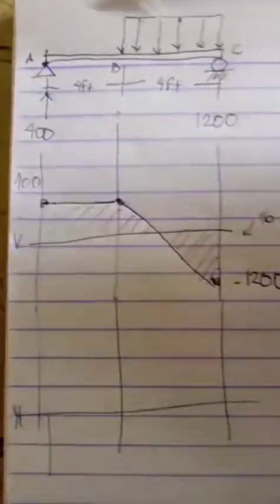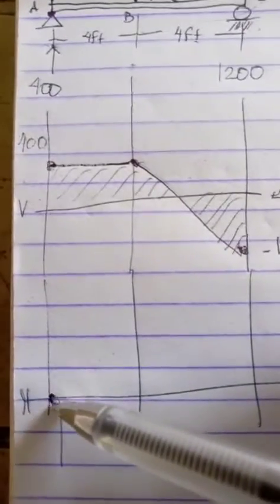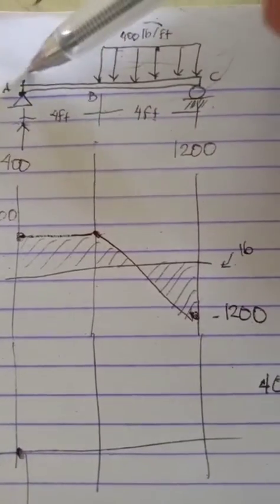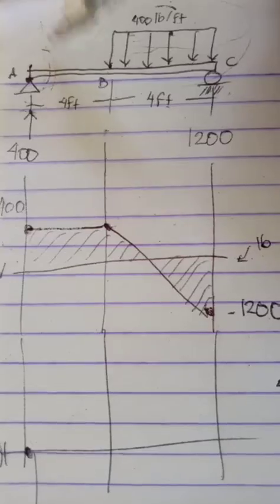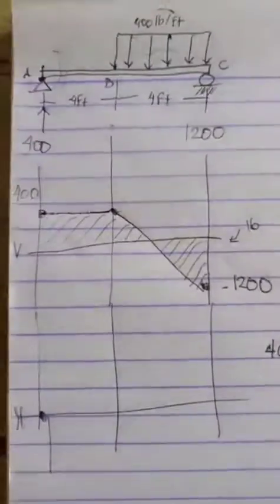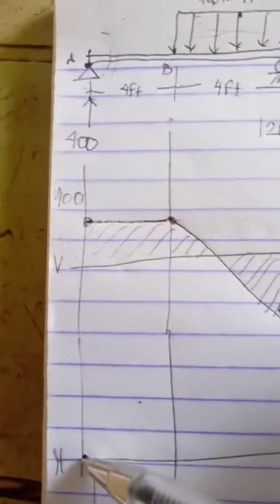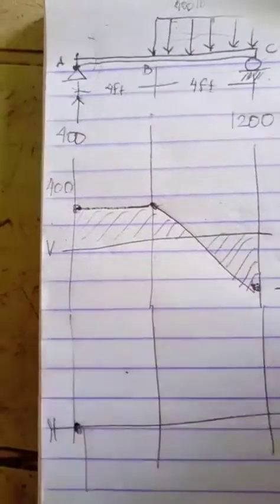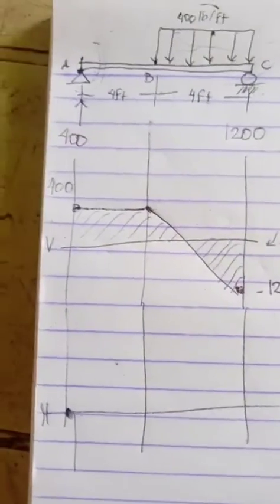Then for the moment diagram, since there is no concentrated moment here at A, we start from 0. If there is a concentrated moment here that goes clockwise, that would be positive. If counterclockwise, negative. That's for external moments. And since there is none here, we just put M is 0 at A.